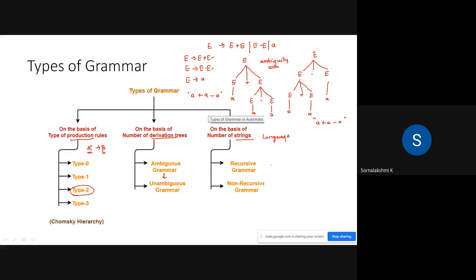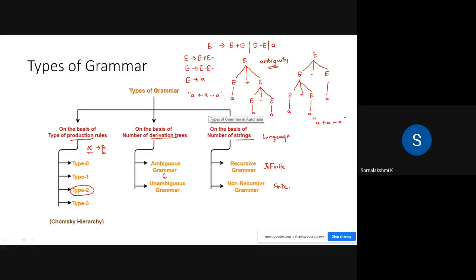The other classification is in terms of language. If the language generated out of the grammar is infinite, it's called recursive grammar. If the language is finite, it's called non-recursive grammar. So these are the basic classifications of grammar.